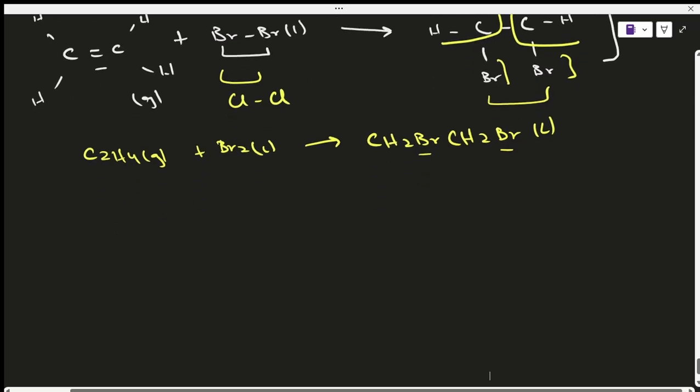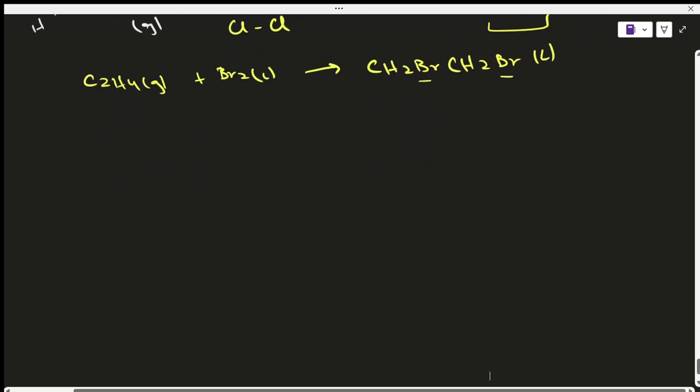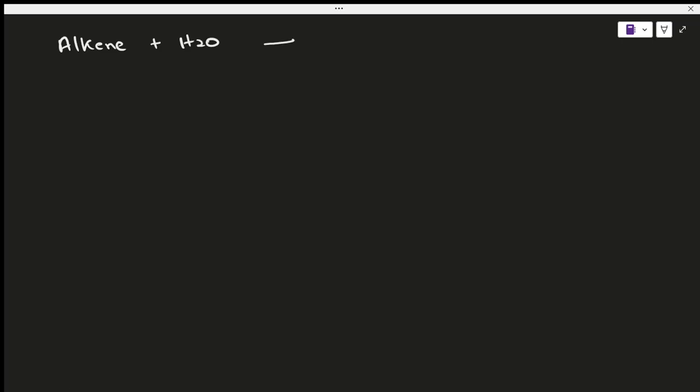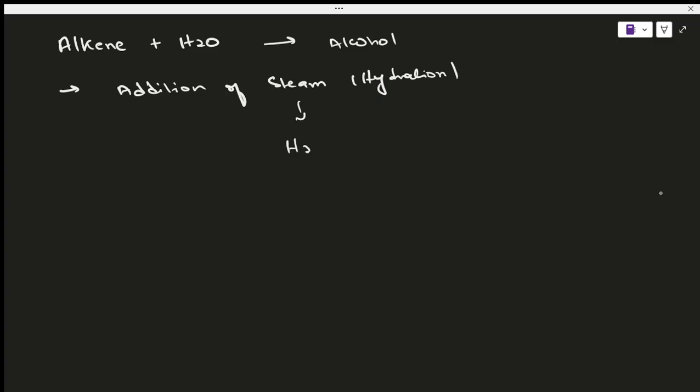Now, when we talk about the third reaction, this is where it gets interesting, because now you have an alkene molecule. You will react this molecule with water, and it's going to form an alcohol. Okay, and this reaction is called addition of steam. Okay, addition of steam. And the other word is hydration. And steam is also basically water, right? But this is water in a gaseous state.